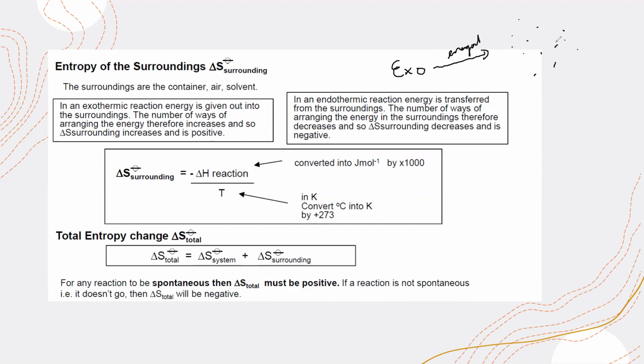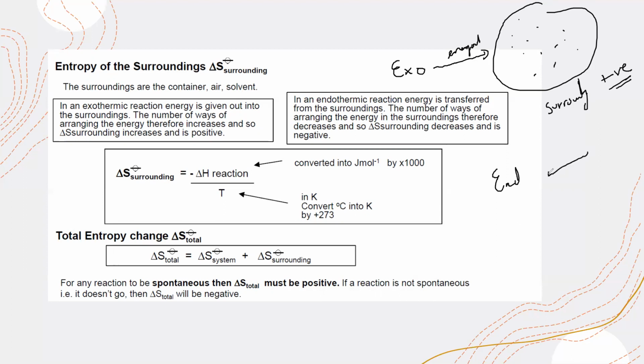So as you can see, the exothermic reaction gives out energy. As the exothermic reaction gives out energy, what happens to the particles? According to qualitative analysis, the entropy of the particles of the surroundings will increase, or entropy will be positive, if it is exothermic. And endothermic reactions absorb energy or take in energy. So what happens to the entropy of the surroundings? The entropy of the surroundings will decrease, and when entropy decreases, we say it's a negative value. This is in qualitative analysis, like in terms of theory.